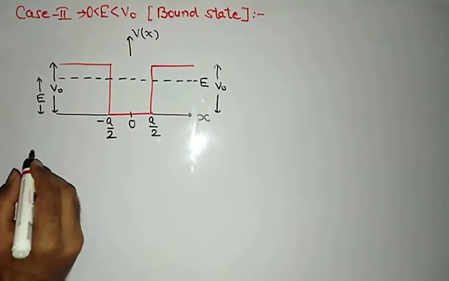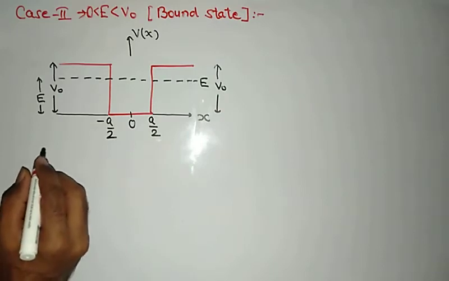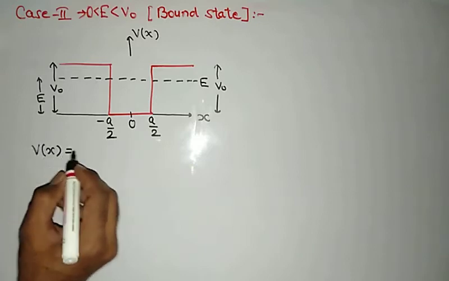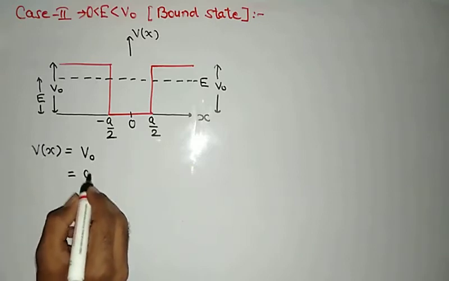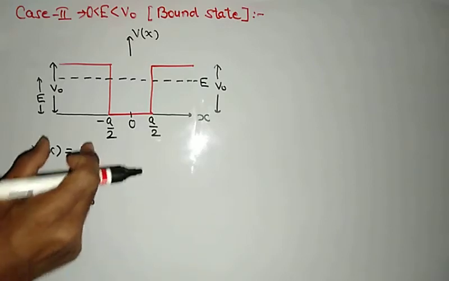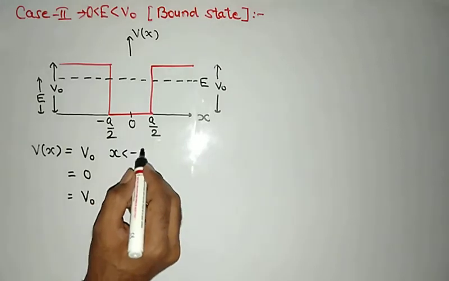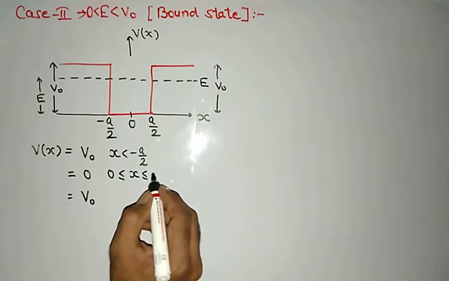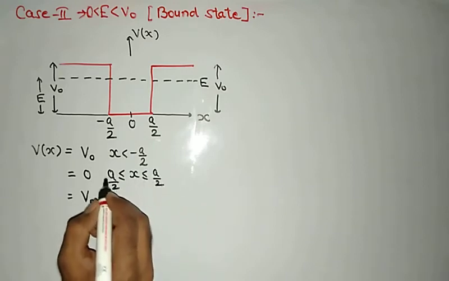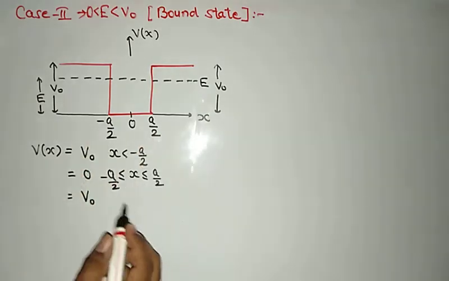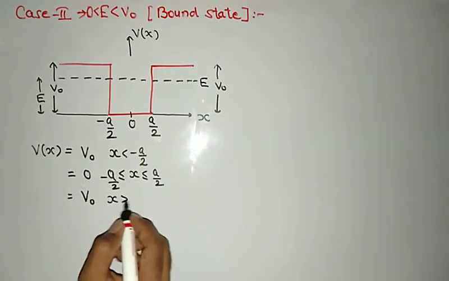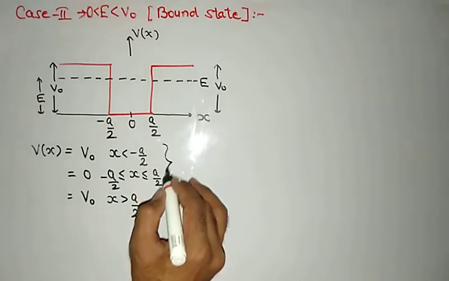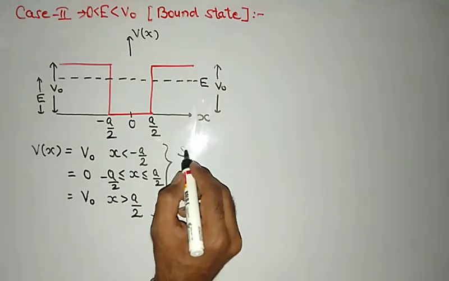and we know that for symmetric potential the format is Vx is equal to V naught for x less than minus a by 2, 0 for x from minus a by 2 to a by 2, and V naught for x greater than a by 2. So this is Vx and this is a symmetric potential.